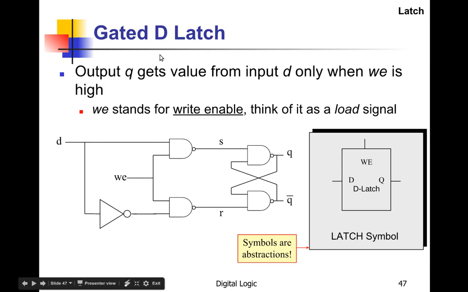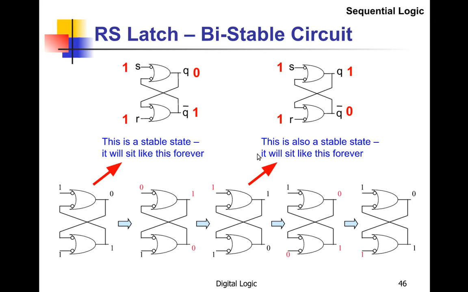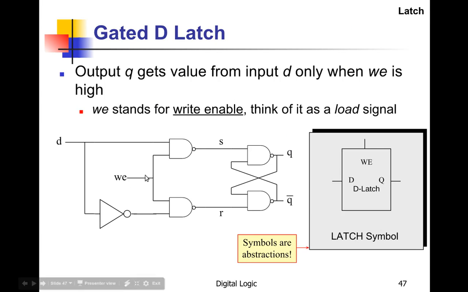Okay, so let's use that set reset latch to make what's called a gated D latch. If we look here, this part of the circuit right here is our set reset latch. It doesn't look the same schematic-wise, but by De Morgan's theorem, this NAND gate is the same as these OR gates with the inverters on the input. So they're really the same gate. So this is our old friend, the set reset latch.